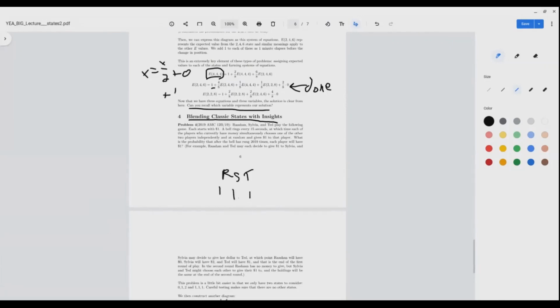Ted gives his money to Sylvia. Sylvia gives her money to Ted. So R is left with 0. S now has 2, and T now has 1.